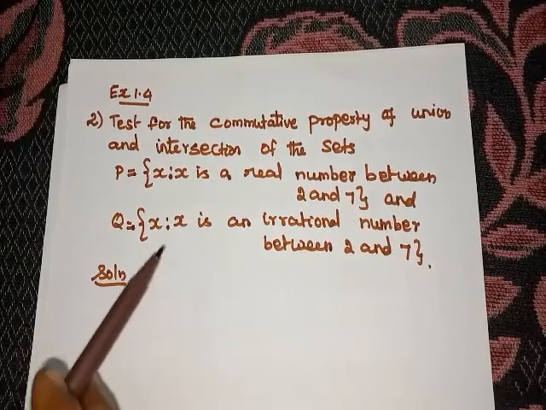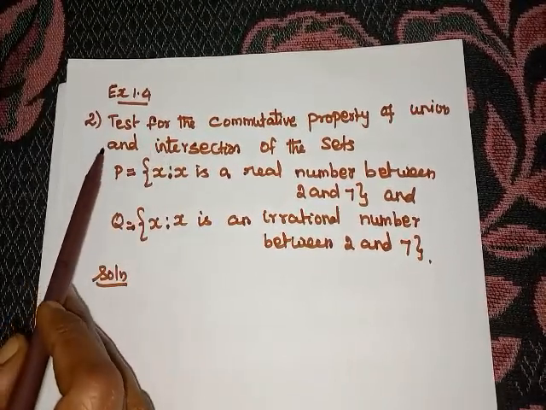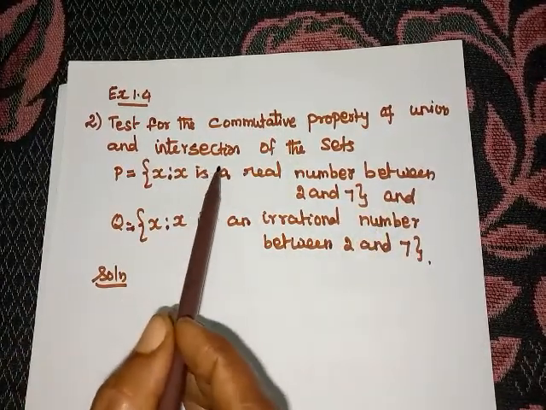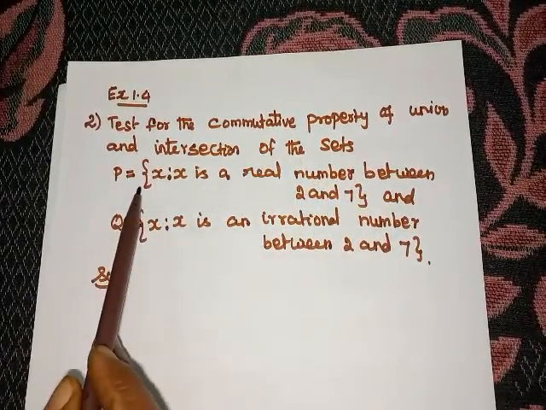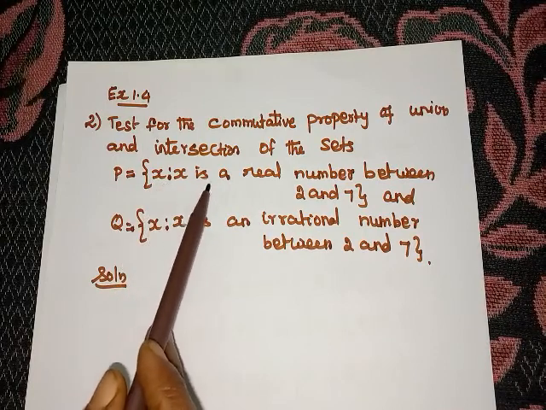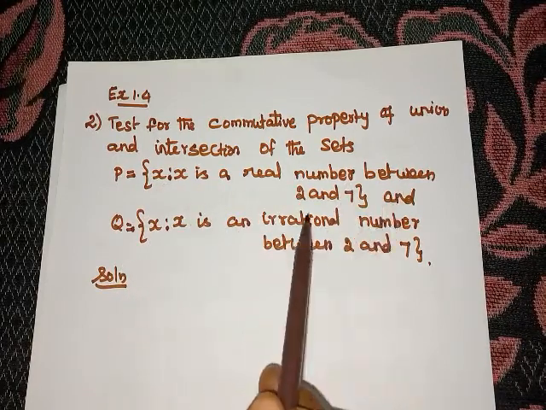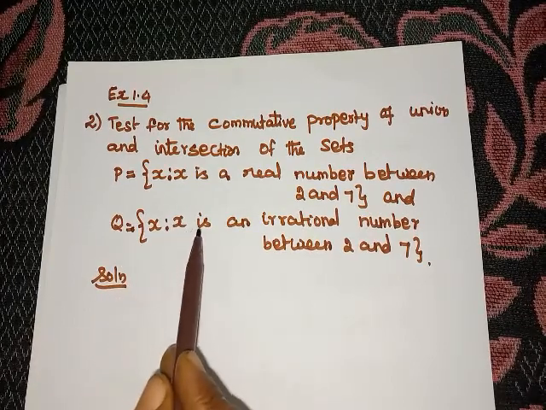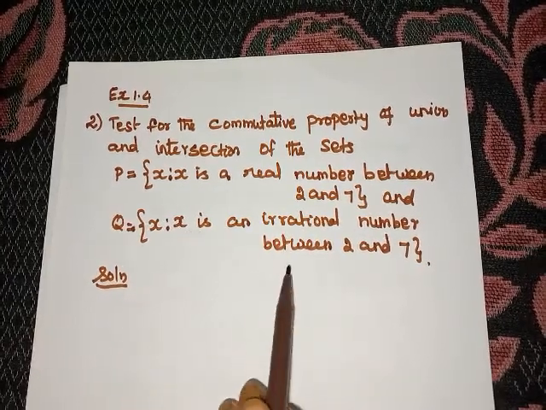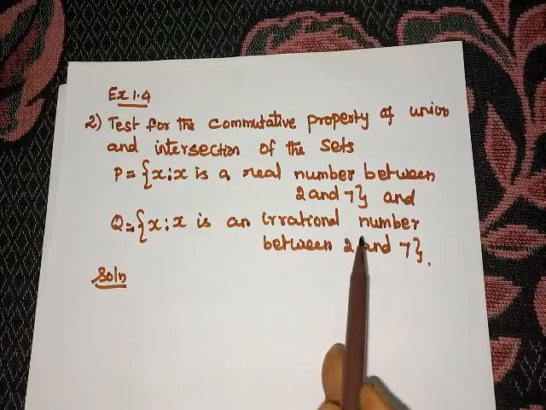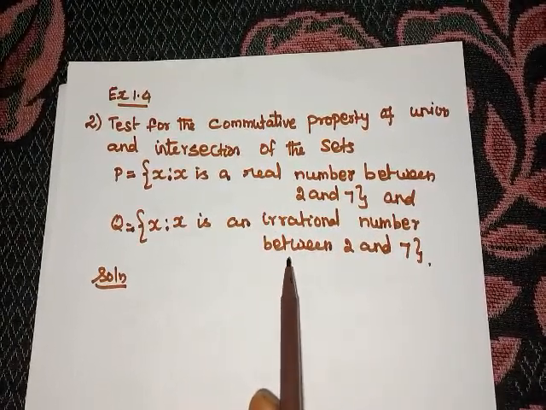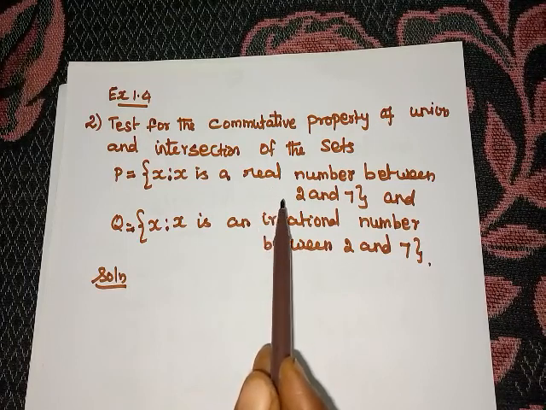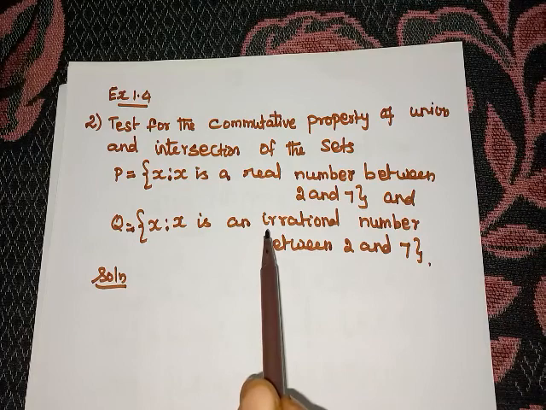Next question is exercise 1.4, question number 2. Test for the commutative property of union and intersection of the sets. P is equal to {X such that X is a real number between 2 and 7} and Q is equal to {X such that X is an irrational number between 2 and 7}. So before that, you should know what is a real number and what is an irrational number. Real number is the union of rational and irrational numbers.